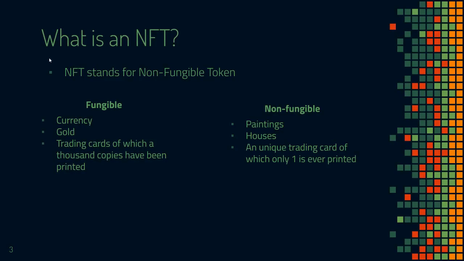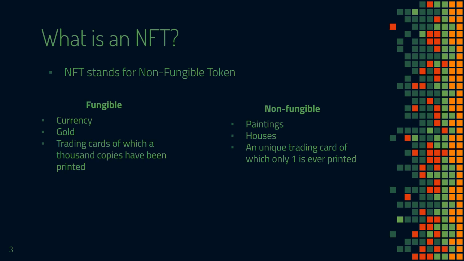All right, so first of all, when we're talking about NFTs, what is an NFT? Well, we probably know that NFT stands for non-fungible token, but do we know what that term means, especially fungible being the most important term here? Fungible basically means something that has identical copies. On the left, we have things that are fungible, like currency, gold, and trading cards of which 1,000 copies have been printed. You can think of any of those things as fungible, right?